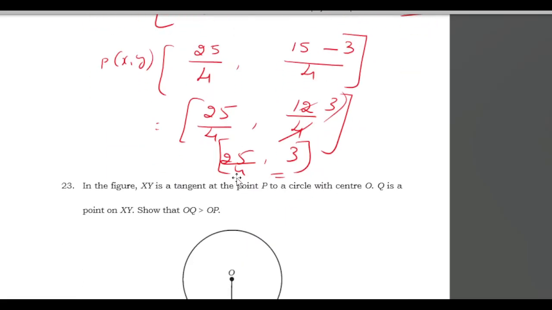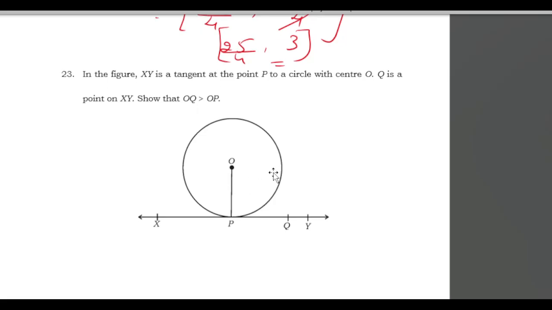So next we move on to another important question, that is 23. In the figure, XY is a tangent to the circle with the center O, at the point P. So OP is what? Radius. O is the center, OP is the radius, and XY is the tangent which touches at P.